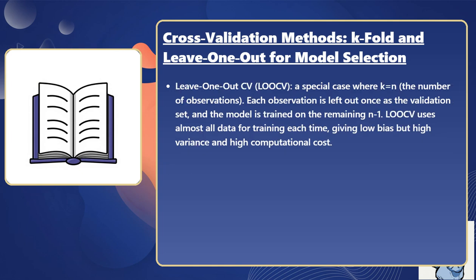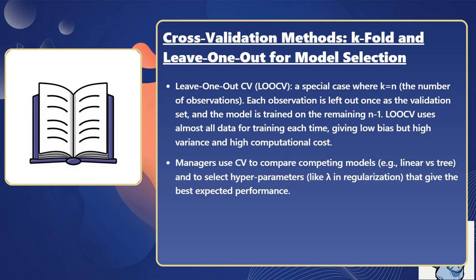Leave-one-out CV, LOOCV. A special case where K equals N, the number of observations. Each observation is left out once as the validation set, and the model is trained on the remaining N-1. LOOCV uses almost all data for training each time, giving low bias but high variance and high computational cost. Managers use CV to compare competing models, for example linear versus tree, and to select hyperparameters like lambda in regularization that give the best expected performance.